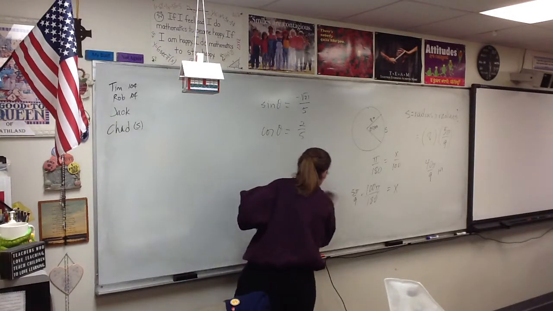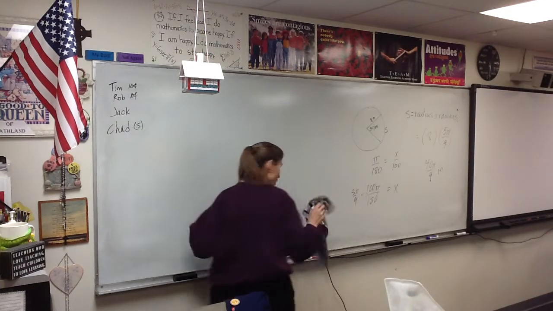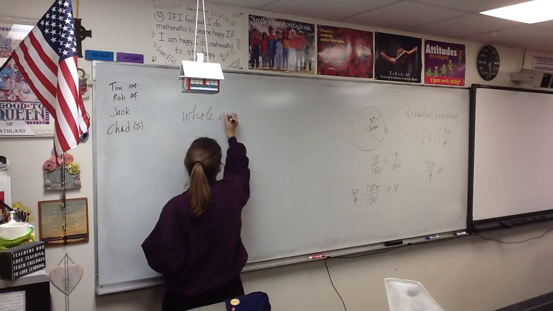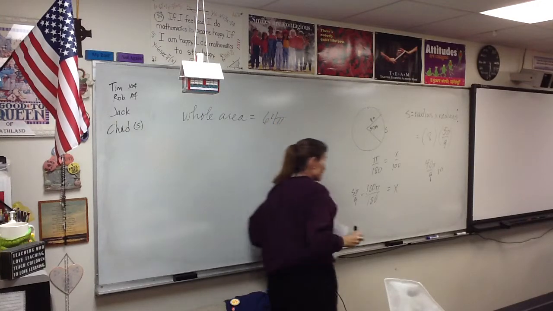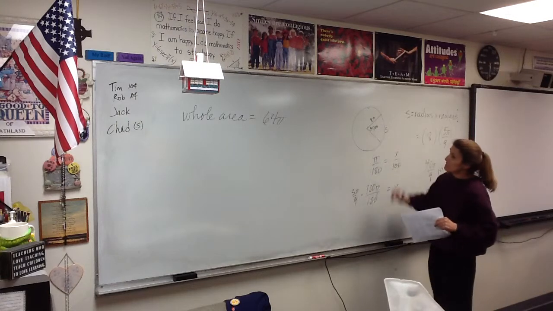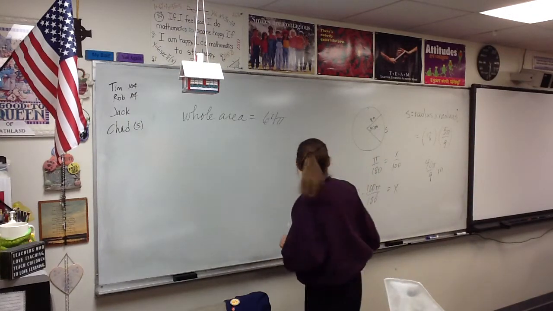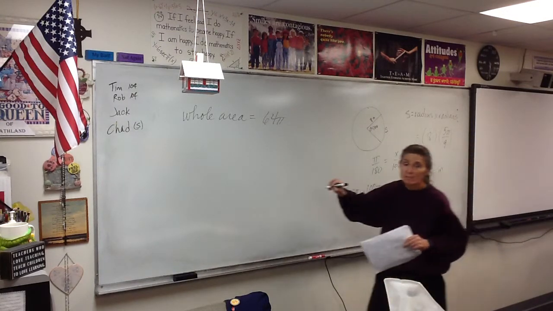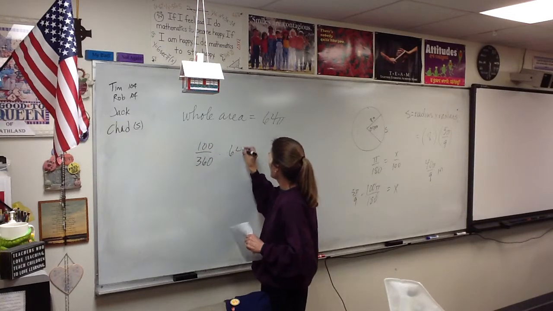B, find the area of the smaller sector. Okay, we want the area of the smaller sector. So the area of the whole circle would be 64 pi. How do I know that? Area is pi r squared. So the radius is 8, so pi r squared would be 64 pi. I don't want the whole area though, I want only a fractional piece of the area. What fractional piece do I want? I want 100 over 360ths of the area.